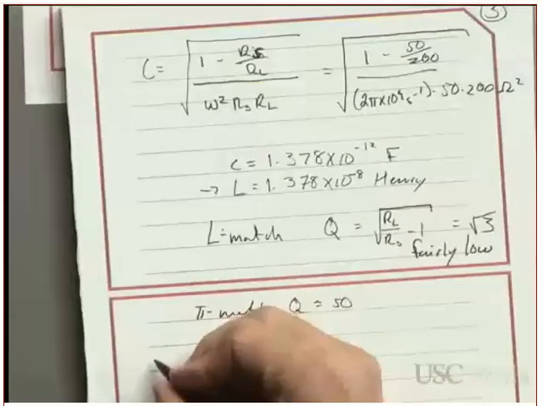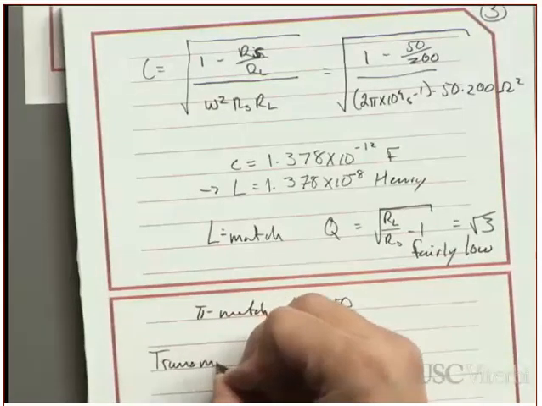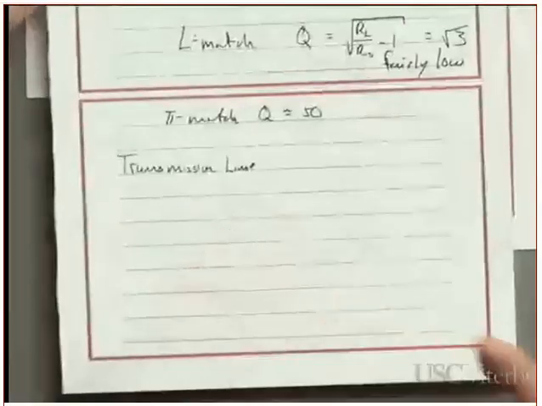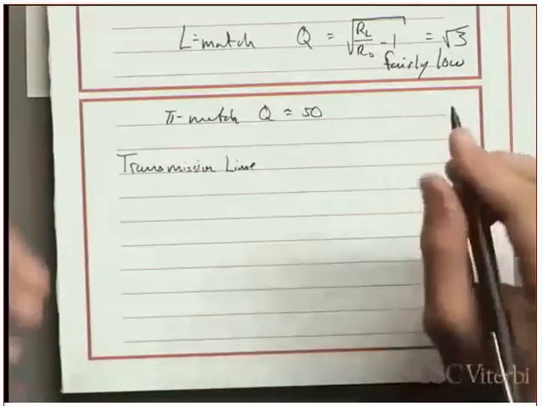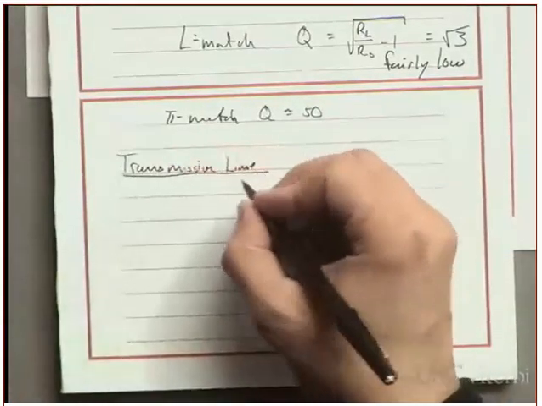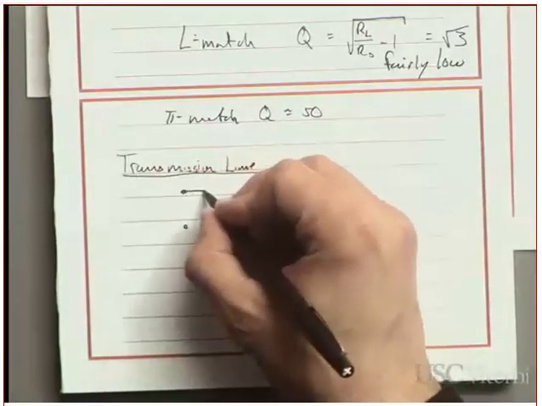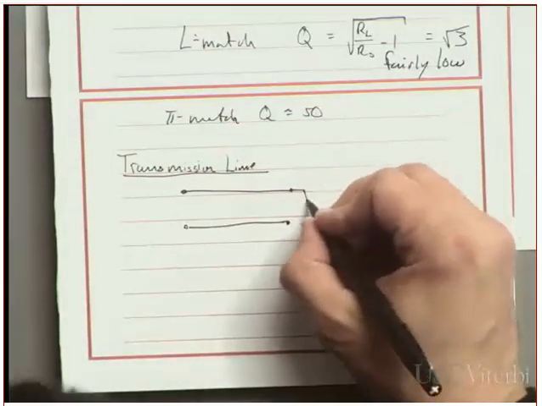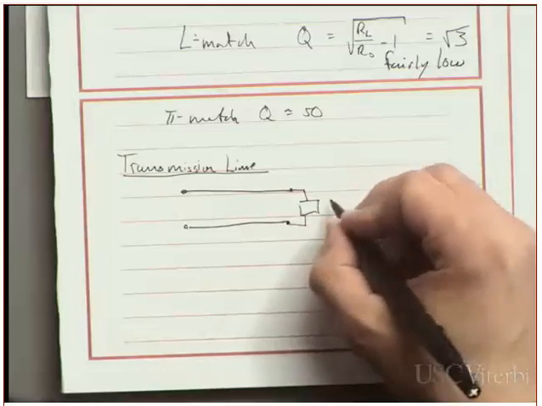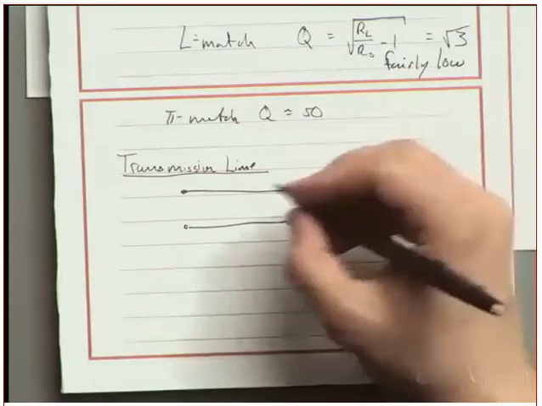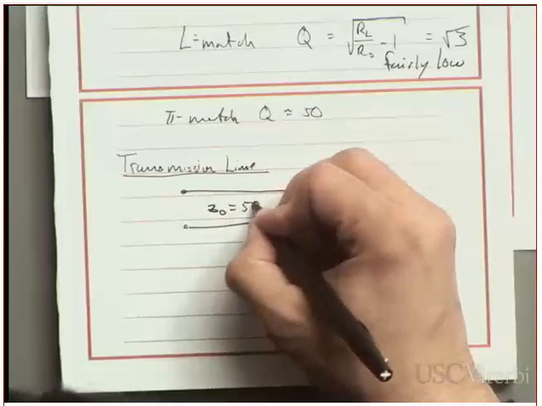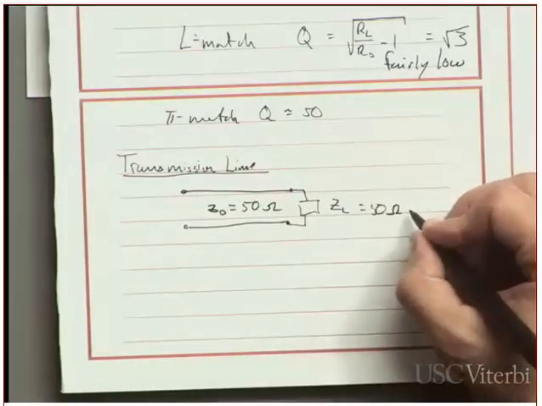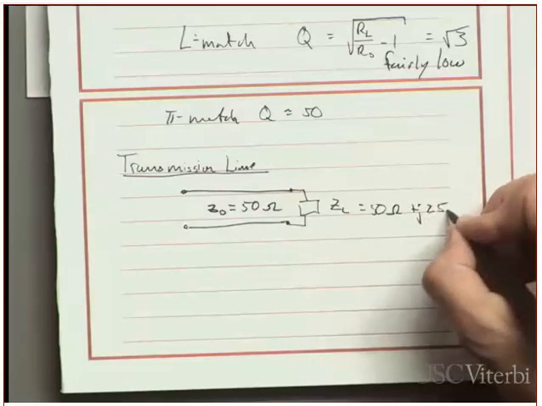All right, so now let's do a transmission line. So the example that I have here is I have a transmission line and it's connected to a load. My characteristic impedance for my transmission line is 50 ohms, and my load impedance here is 50 plus j25 ohms.